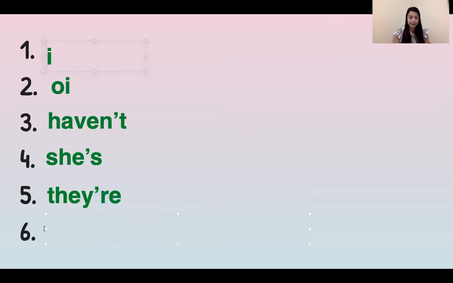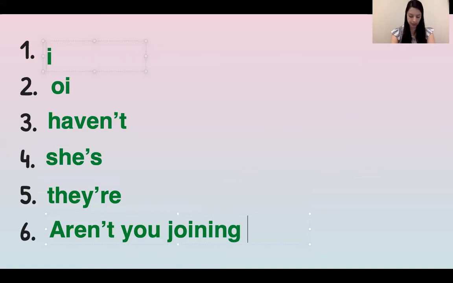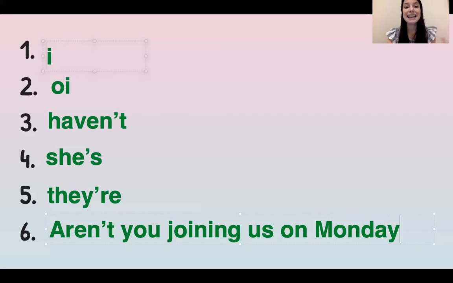Okay, 6. Remember I said correct capitalization and punctuation. So we have the word aren't, which is A-R-E and apostrophe T, are not, aren't. You, joining, we have J-O-I-N-I-N-G, us, on Monday. Now, there was a second capitalization here in the sentence because we need to capitalize Monday. It's a day of the week. We capitalize all days of the week.